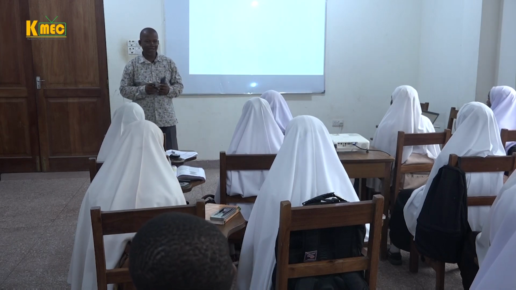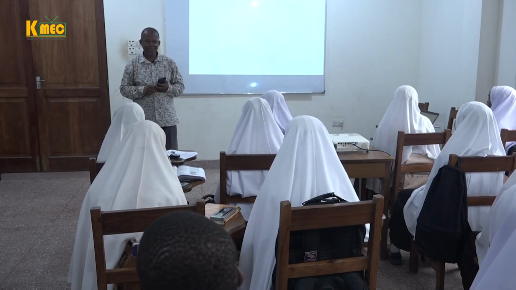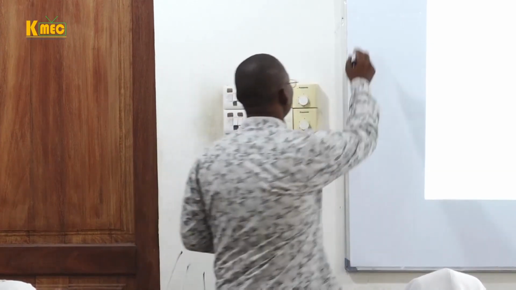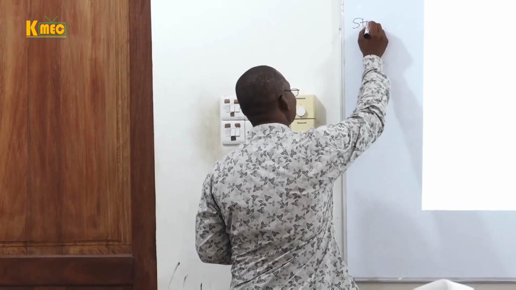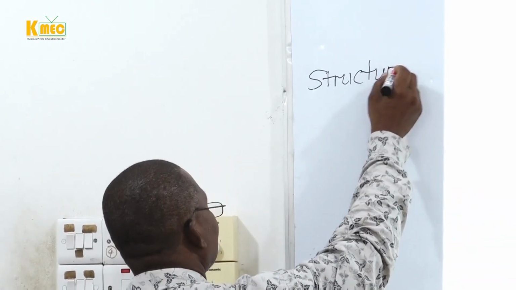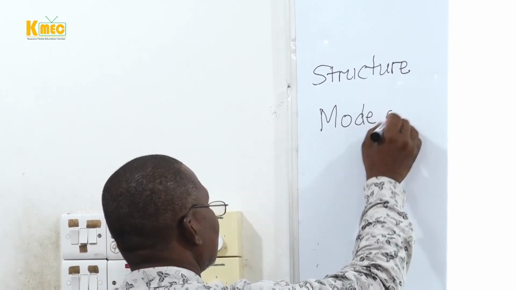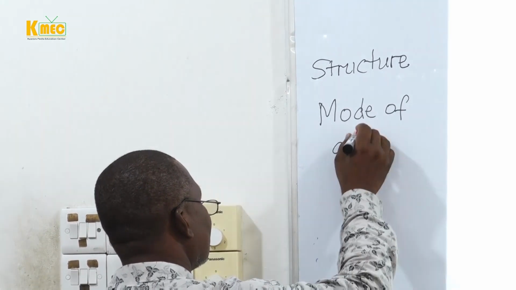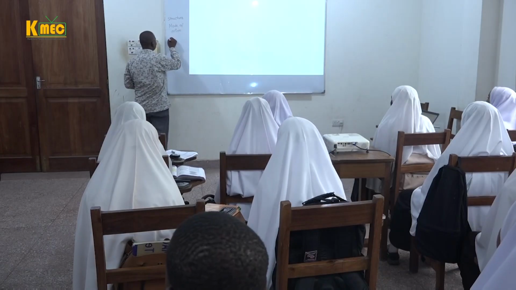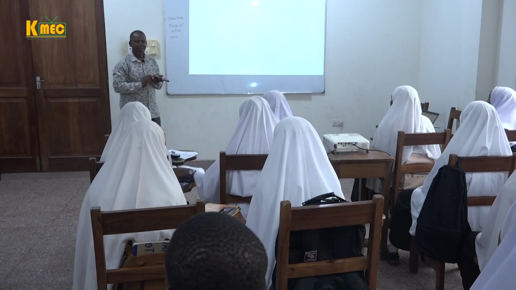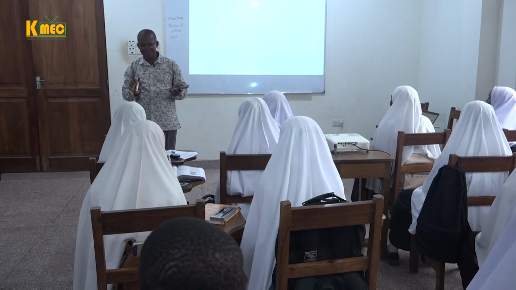From our optical instrument, we are going to concentrate on three important things. The first one is the structure. The second one is the mode of action. And lastly, the uses of the optical instrument. But we have to focus on only one optical instrument. Are you ready? Yes. Okay, so clap for yourself.